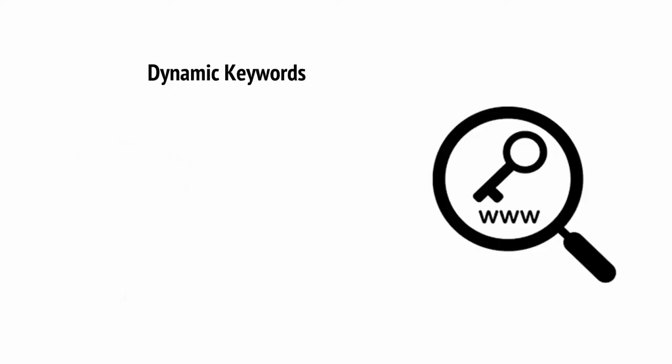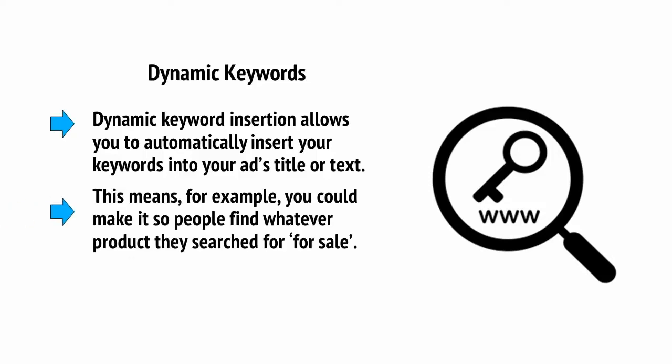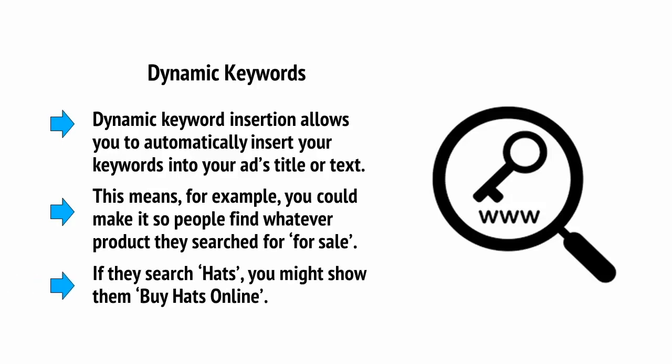Then there are dynamic keywords, and dynamic keyword insertion allows you to automatically insert your keywords into your ad's title or text. This means that, for example, you could make it so people find whatever product they search for sale, or if they search hats, then you might show them buy hats online.